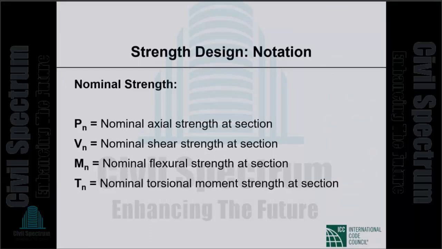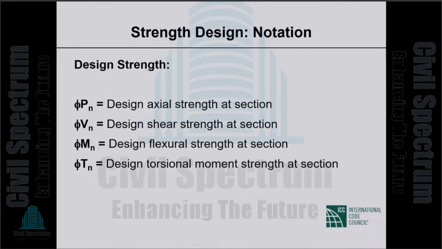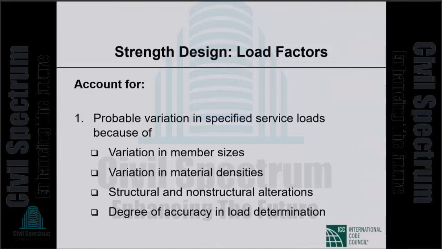The nominal strength is sub N: if it is axial load, P sub N; if it is shear, V sub N; if it's moment, M sub N, and so forth. Design strength is phi times P sub n, phi times V sub n, phi times M sub n. Okay.